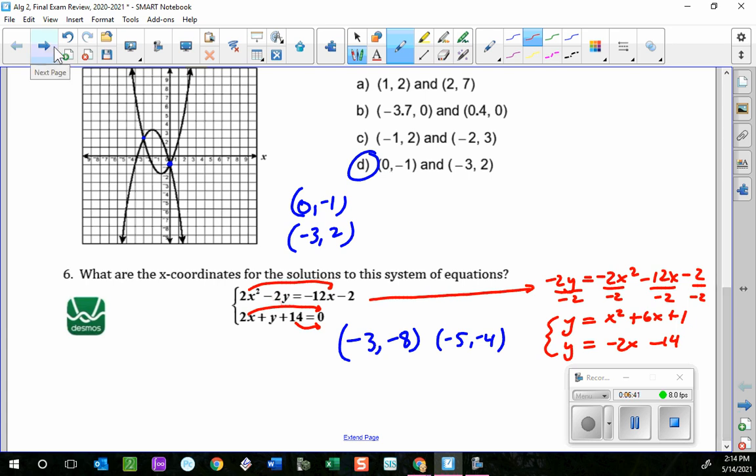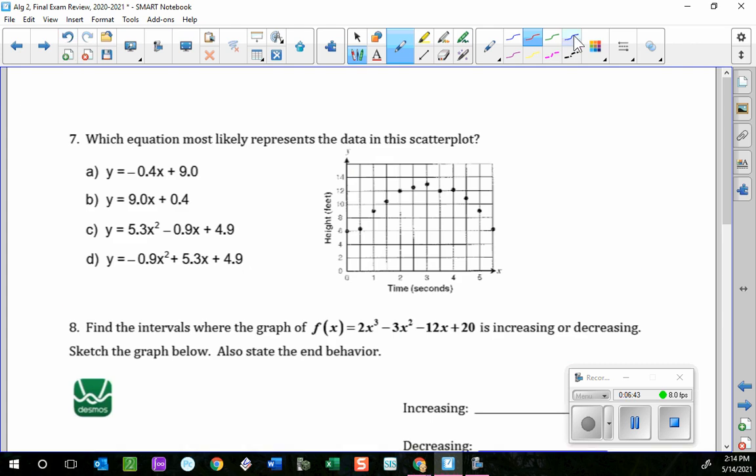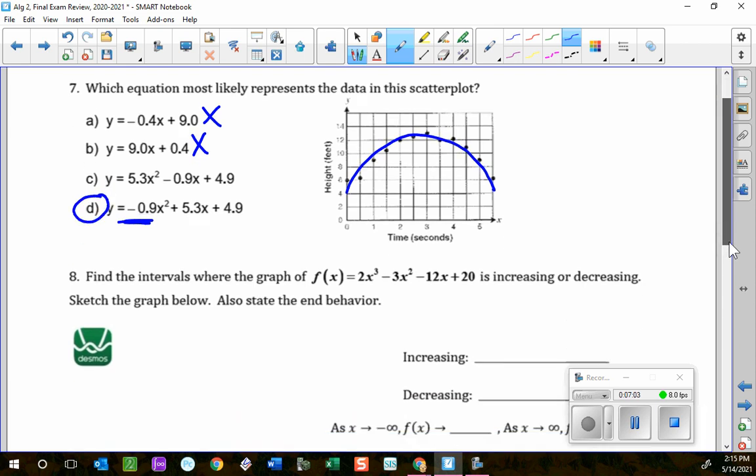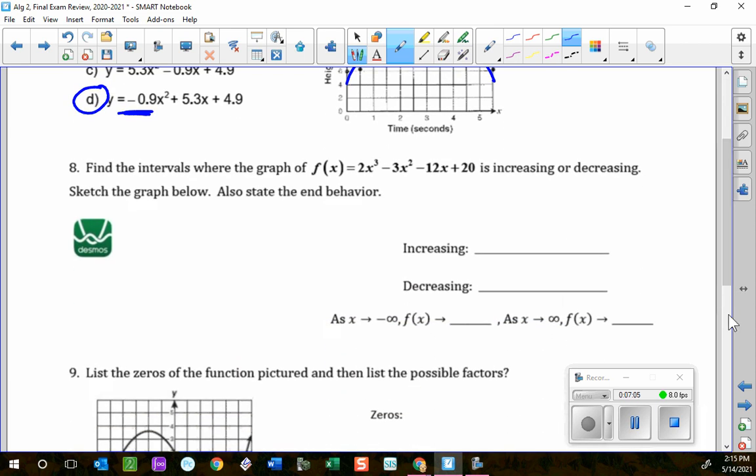All right, so let's see which equation most likely represents the data in the scatter plot. So first of all, this data looks quadratic to me and upside down. So this is a line, this is another line, a linear equation. These are both parabolas, but only this one has a negative in front, meaning it would be upside down. So that's the one.